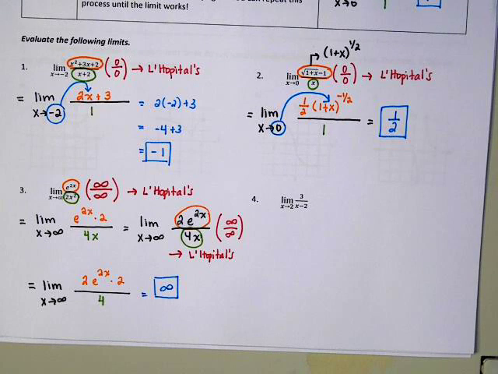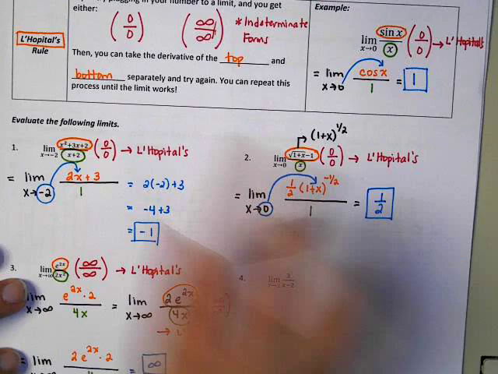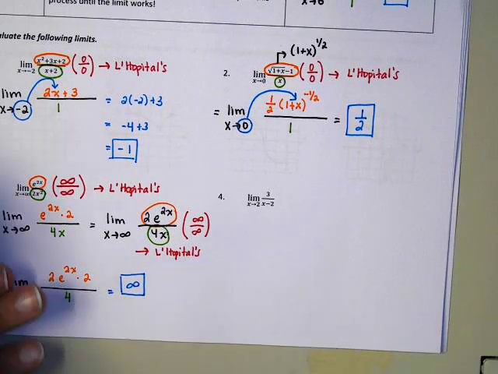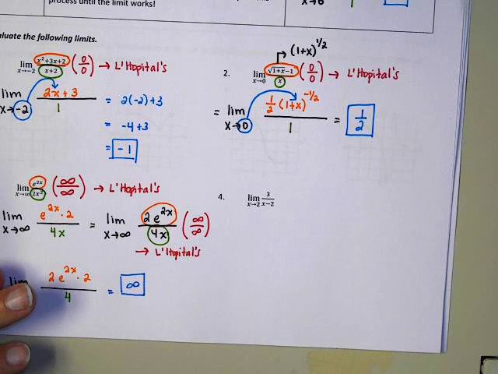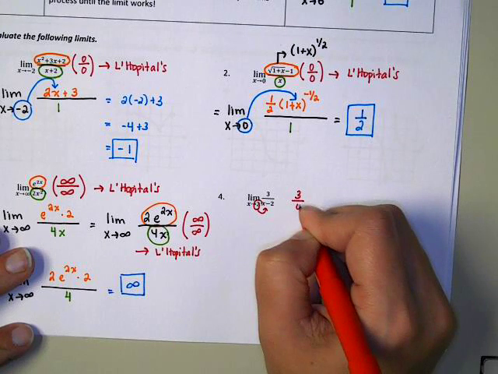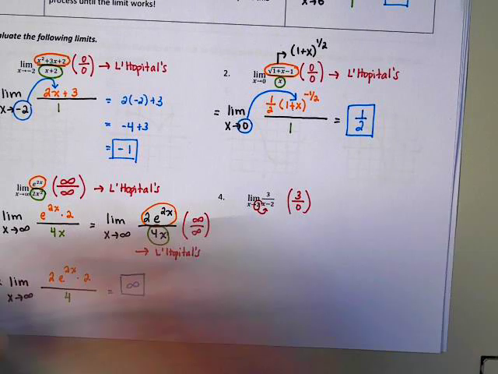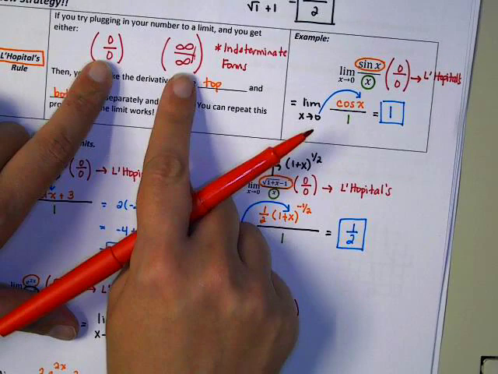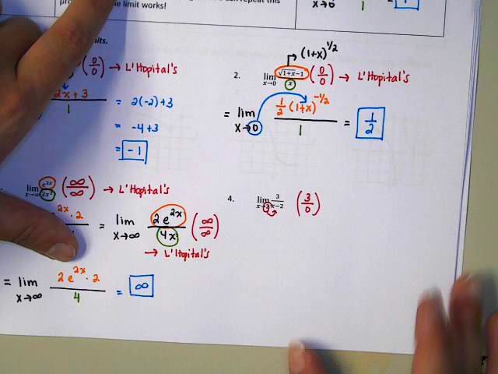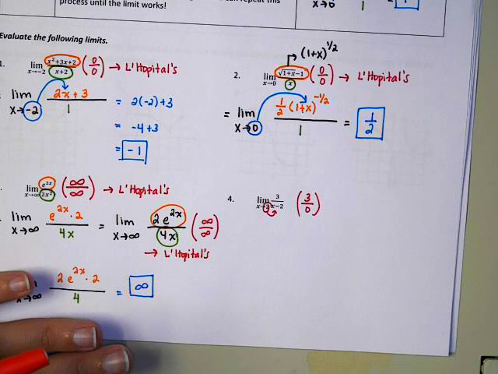Now, one thing to be cautious about in this technique is that we can only apply L'Hopital's Rule if it is one of these forms. So here's a common mistake. Some students will come to this problem and they will say, I plugged in the number 2 and I got 3 over 0, which means I'm going to apply L'Hopital's Rule. However, 3 divided by 0 is not one of our two indeterminate forms.